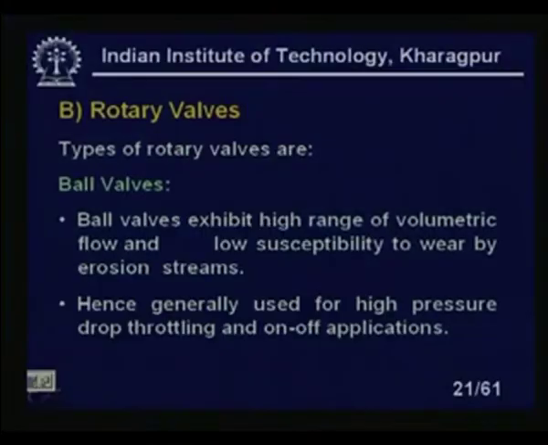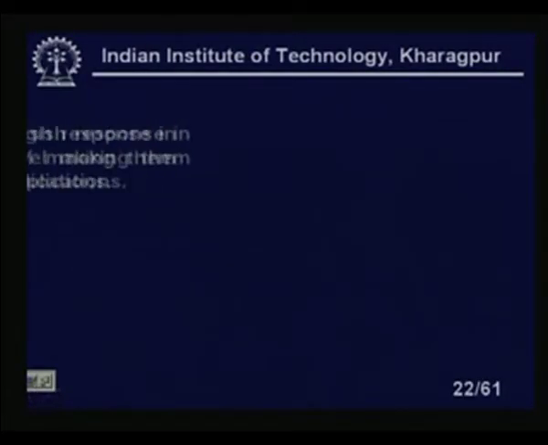If you need a high pressure drop, the cavitation problem will be very severe, because when the fluid comes to the outlet point there is a pressure drop below the vapor pressure and there is formation of vapor, and erosion will start at the outlet range. So, the seat and all those things will be damaged. Hence, they are generally used for high pressure drop throttling and on off applications.